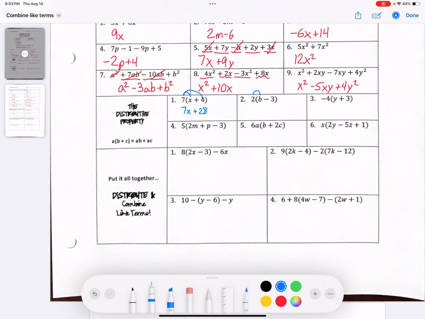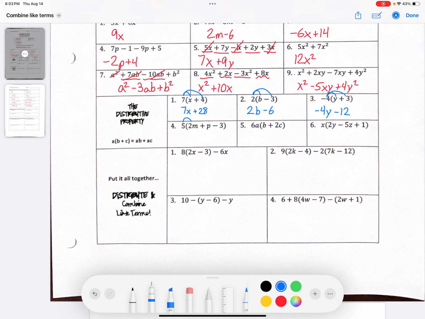Like with number 2, we've got 2 times b and 2 times negative 3. So 2 times b is 2b, and 2 times negative 3 is negative 6. Next one, we've got negative 4 times y and negative 4 times positive 3. So negative 4 times y is negative 4y, and negative 4 times positive 3 is negative 12. So make sure you're careful of those signs.